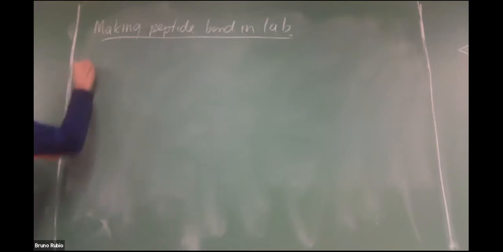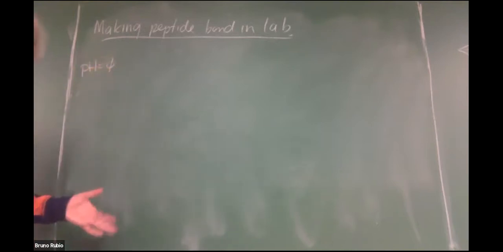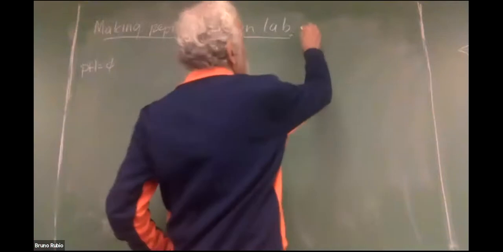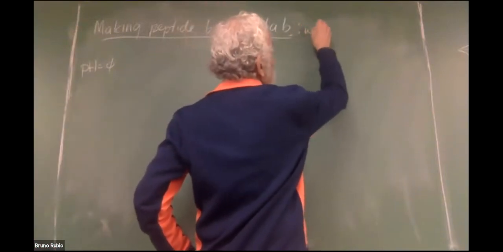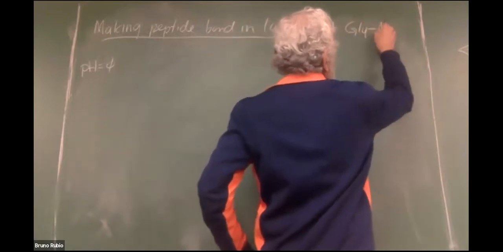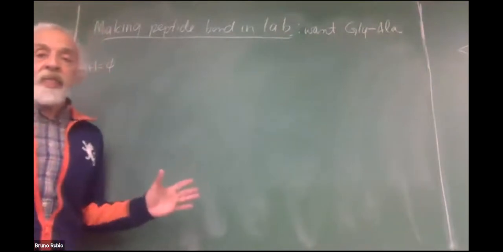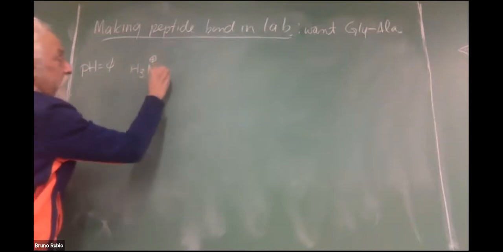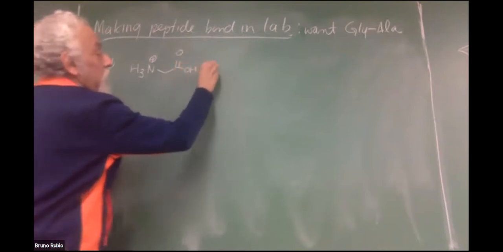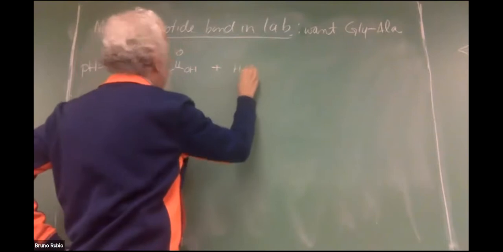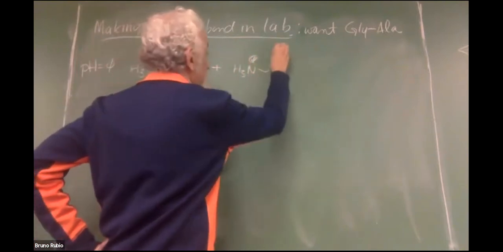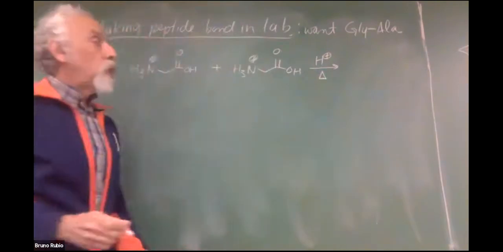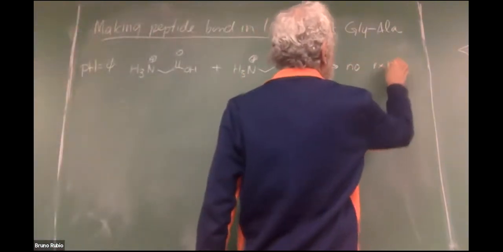Okay, so let's go to pH 0, a very acidic pH. And what I'm trying to do is make that peptide, a glycine, and then an alanine residue. Okay, at pH 0, glycine looks like this. And at pH 0, alanine looks like this. And even if I put in acid and even if I heat it, what is going to happen? Nothing. No reaction.